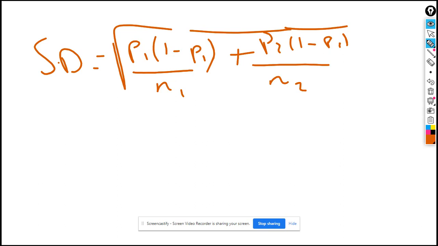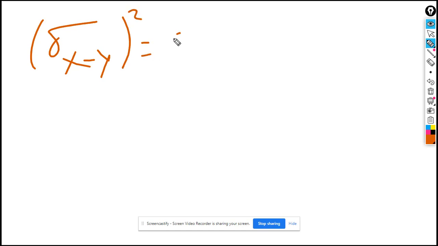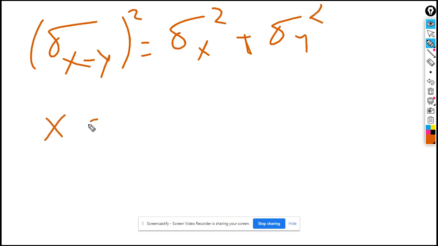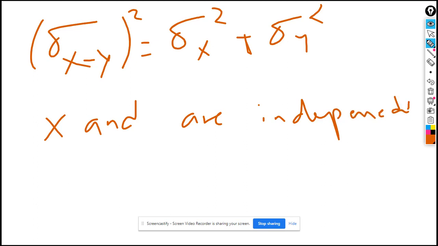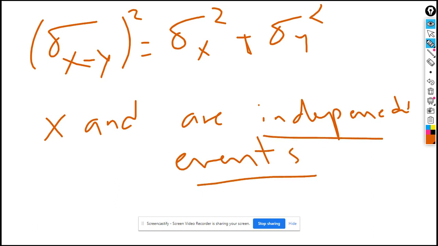And we have a formula to find the variance of x and y equal to the variance for x squared plus the variance for y squared under one condition, that x and y are independent events. And what independent means, they cannot happen together.